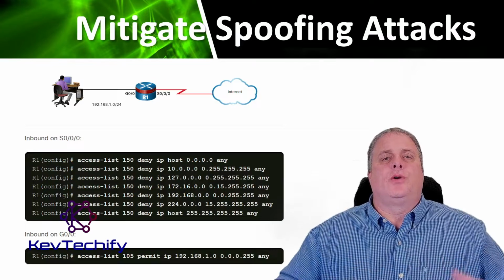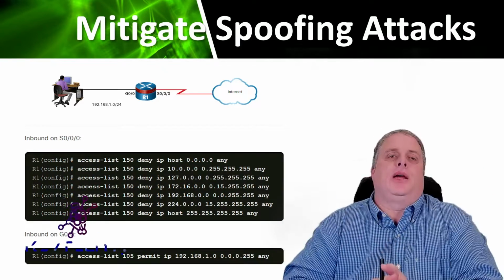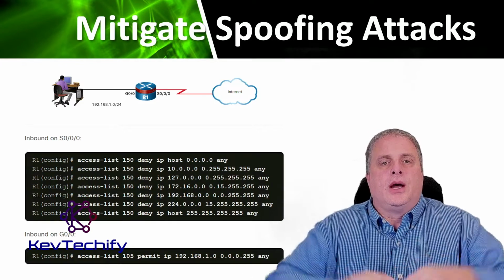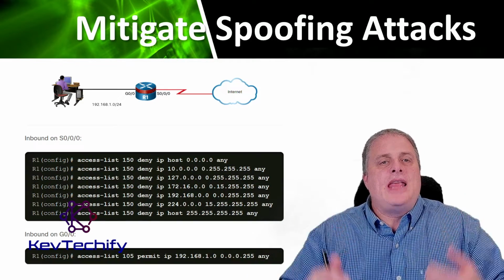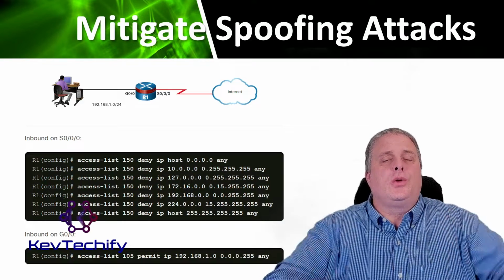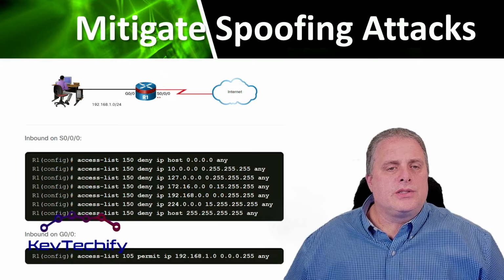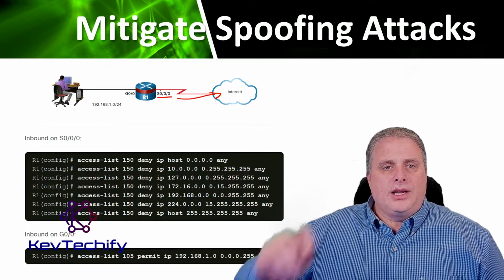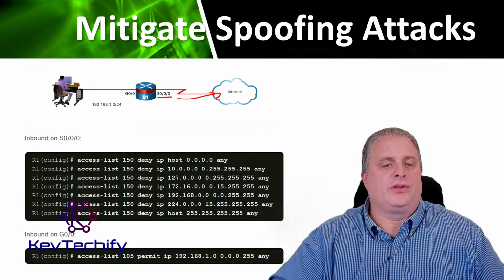IP address spoofing overrides the normal packet creation process by inserting a custom IP address with a different source IP address. There are many well-known IP address classes that should never be source IP addresses for traffic entering your organization. The serial 0/0/0 interface is connected right to the internet. It should never accept inbound packets from several different networks.